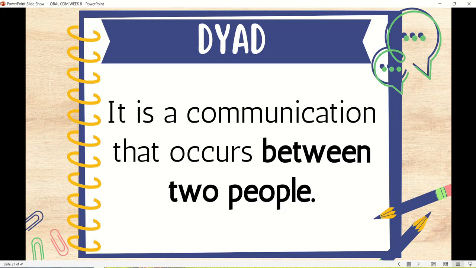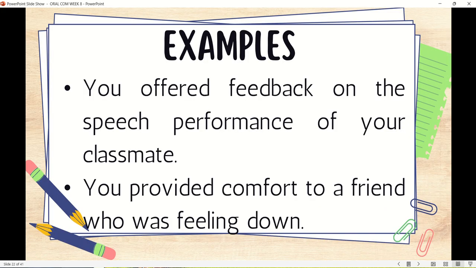The first one we have is the dyad. It is a communication that occurs between two people. So in a dyad, it's just between you and another person. For example, between a student and his or her teacher, between a son or daughter and his or her mother or father, between two lovers, between two best friends, or just between you and God when you are praying. So that is for the first type, dyad.